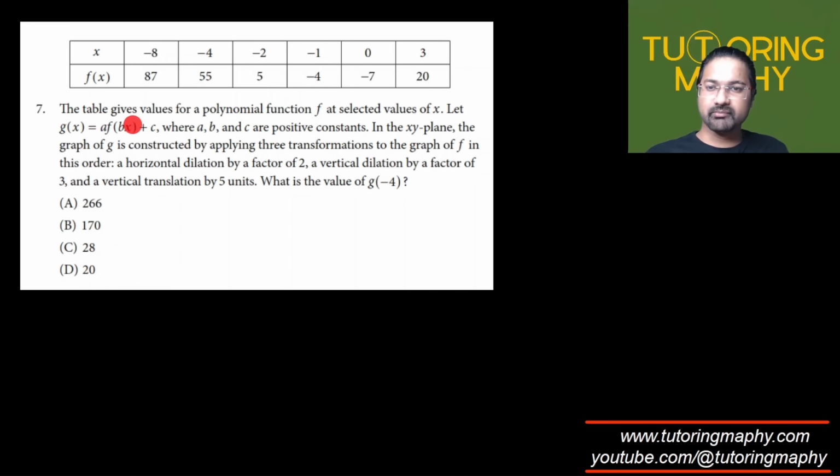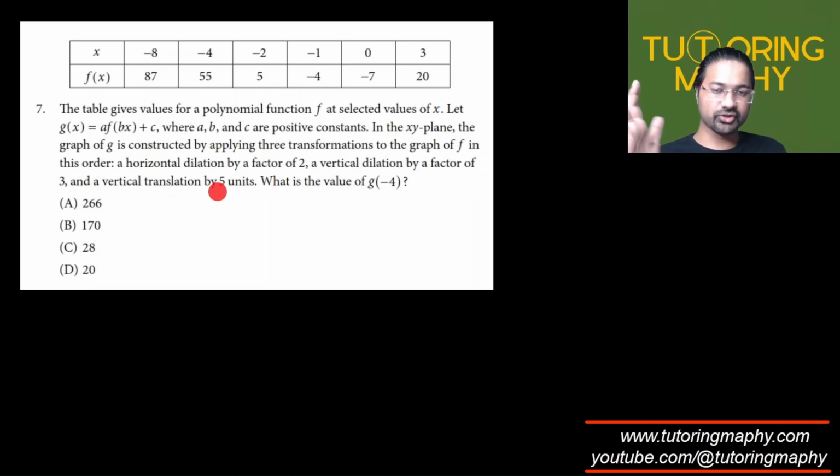Question 7 says that the table gives values for a polynomial function f at selected values of x. So there are some selected values of x, and the polynomial function's values are given. Let g be a times f of bx plus c, where a, b, c are positive constants. Okay. In the xy plane, the graph of g is constructed by applying 3 transformations to the graph of f in this order: a horizontal dilation by a factor of 2, a vertical dilation by a factor of 3, and a vertical translation by 5 units.